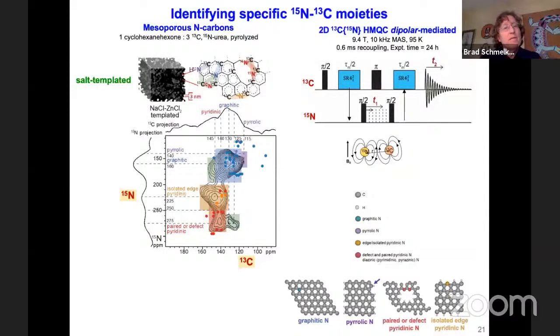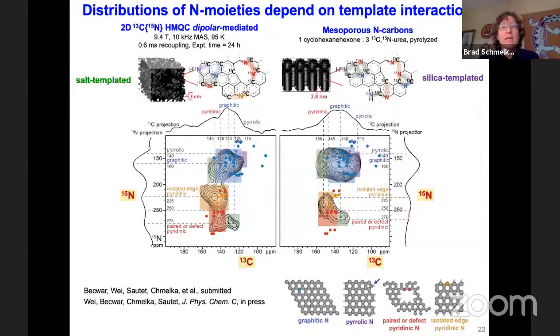So when we compare this salt templated material, which had the good properties, with the silica templated, you see here that the silica templated has the same overall types of features. We have graphitic, we have these pyrazinic and the pyridinic, but the distribution is not the same. And that is the essence of having different types of nitrogen-containing heteroatoms, but for catalytic activity, you need ones that are just right.